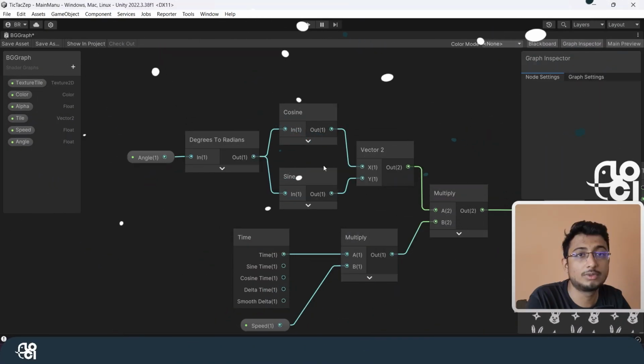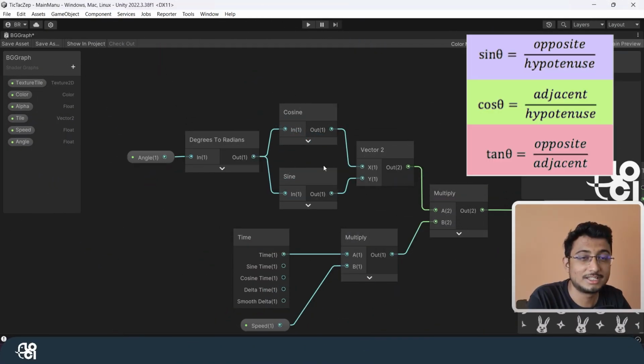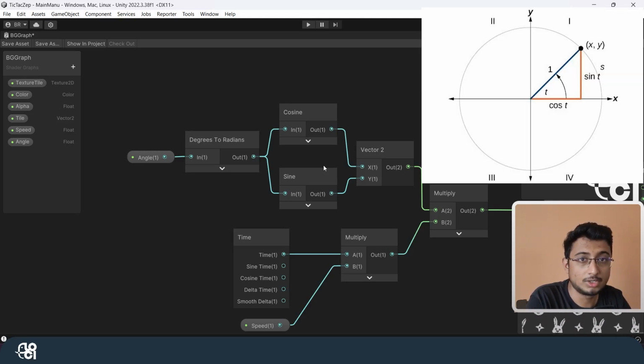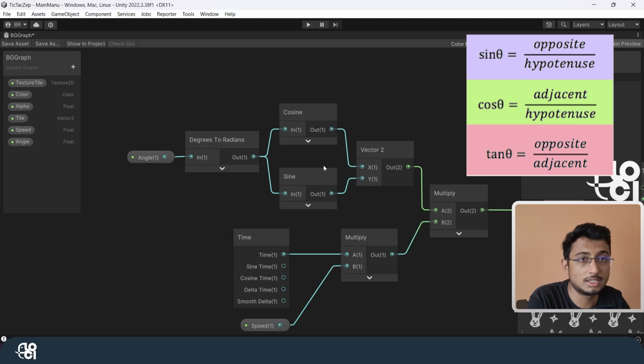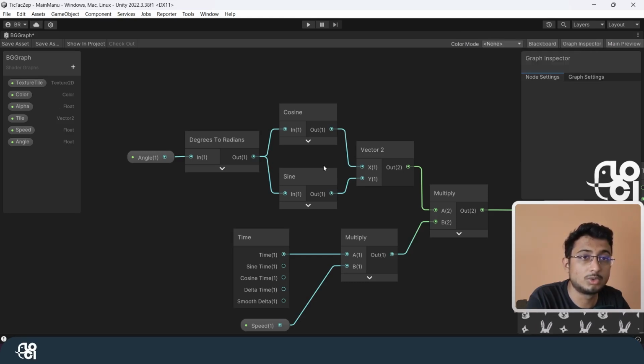For the x value of the vector, we will use cos theta. Since cos theta is equal to adjacent divided by hypotenuse, and on the unit circle the hypotenuse is 1, cos theta is equal to the adjacent side. Similarly, for the y value, we use sin theta. Since sin theta is equal to opposite side divided by hypotenuse, sin theta is equal to the opposite side.